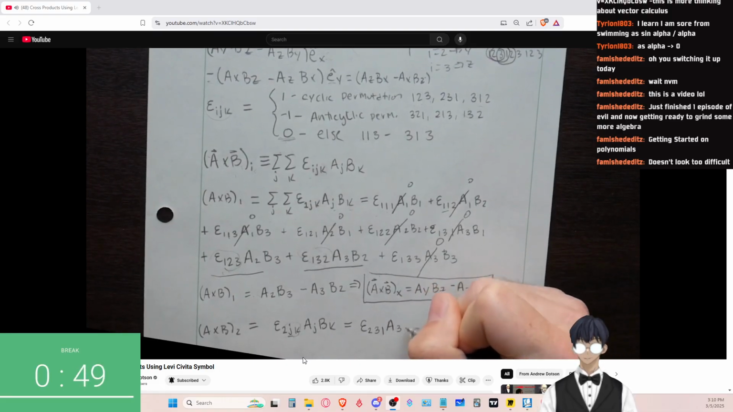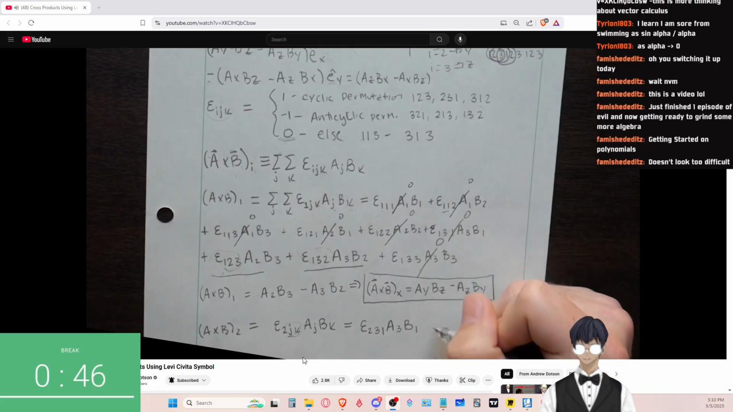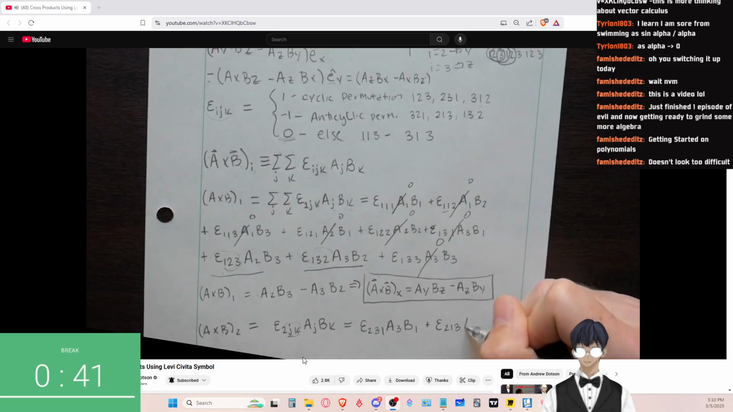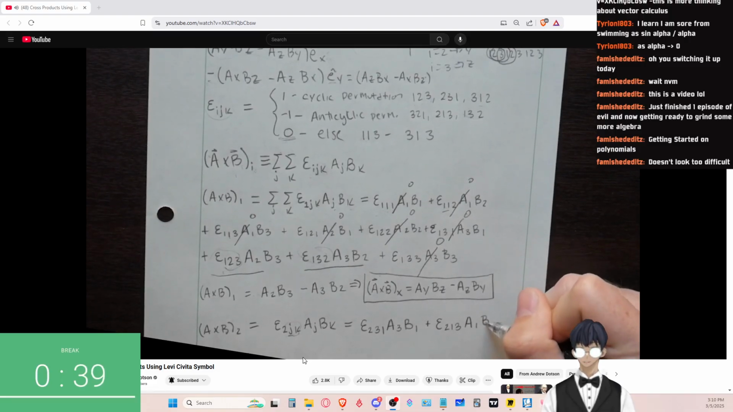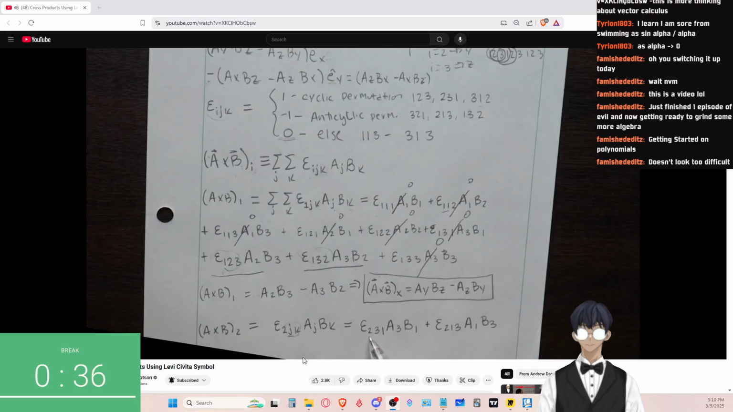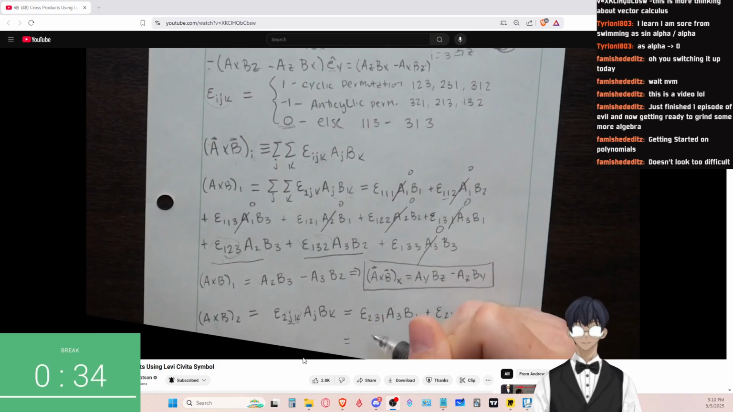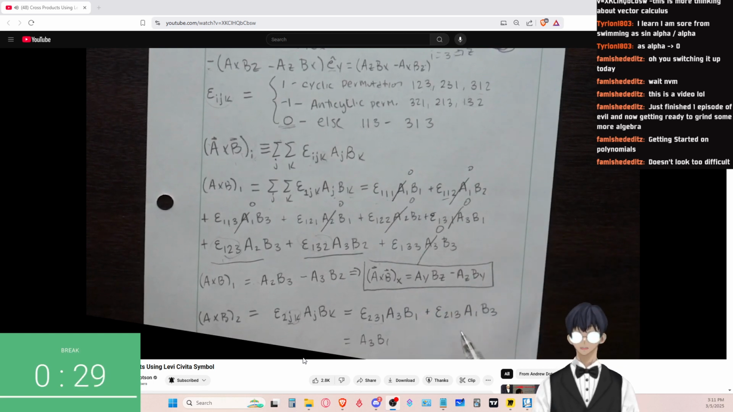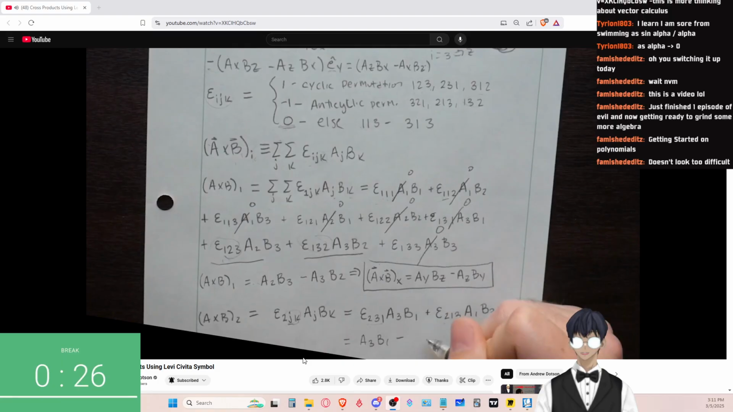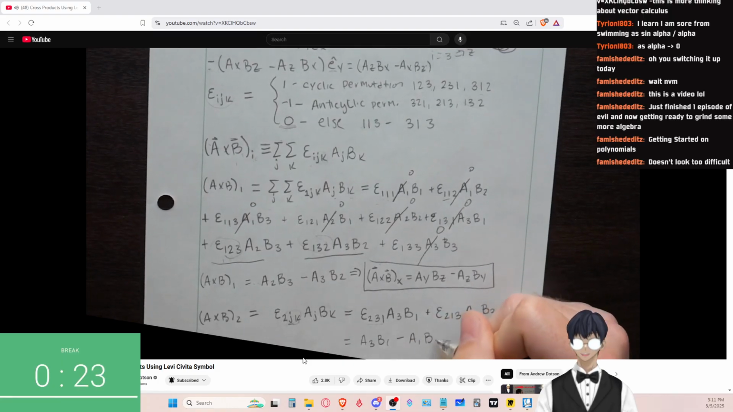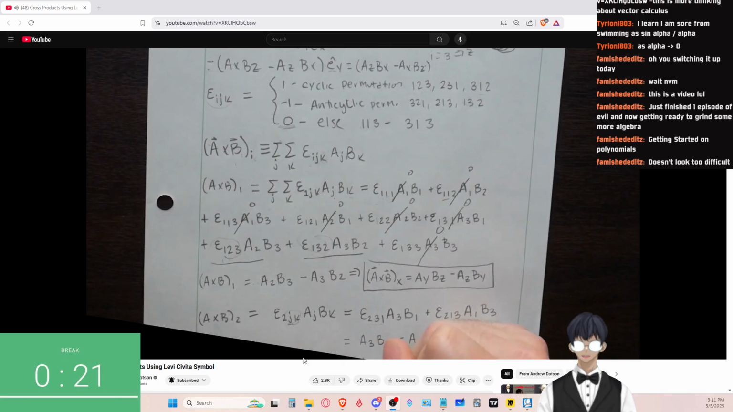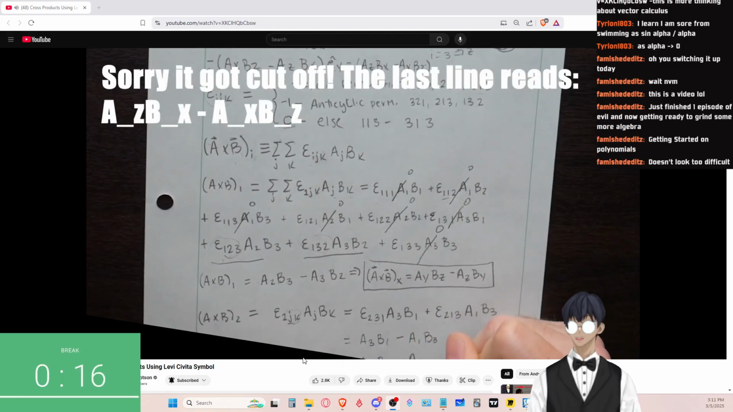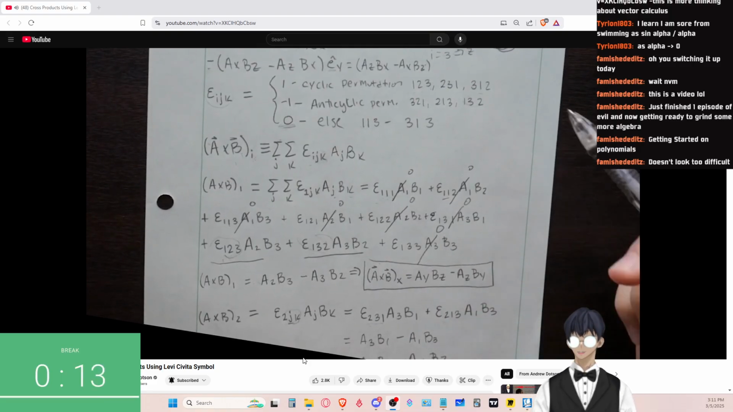That's going to be A3 B1 plus epsilon 2 1 3 A1 B3. This is a cyclic permutation, so that is equal to A3 B1. This is anticyclic, which means that it's a minus A1 B3. In other words, that is equal to AZ BX minus AX BZ. And is that what we got up here?